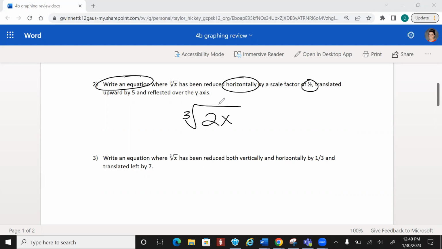Translated up 5, that means it's going to be +5 on the outside. And then this is the one that everybody always gets confused. Reflected over the y-axis. That means that I'm going to have a negative underneath the radical. If it was the x-axis, that negative would go out front.